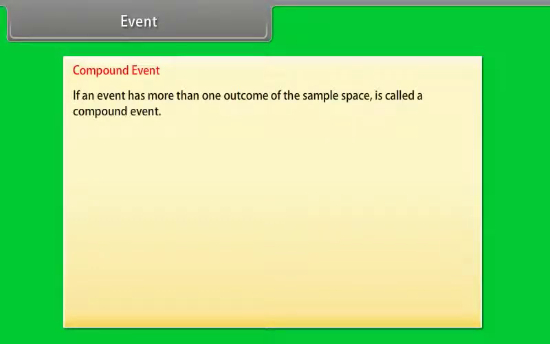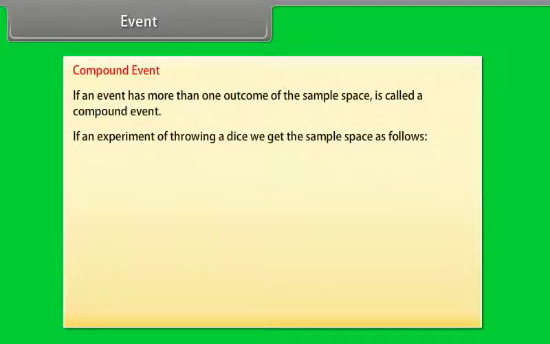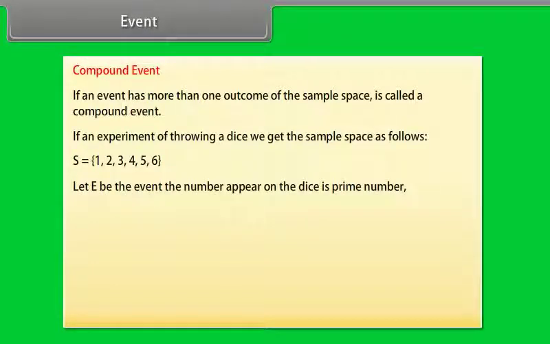Compound event. If an event has more than one outcome of the sample space, it is called a compound event. To understand it, let's take an example. In an experiment of throwing a dice, we get the sample space as follows. S = {1, 2, 3, 4, 5, 6}. Let E be the event the number that appears on the dice is a prime number. Thus, the event E = {2, 3, 5}. It is a compound event.